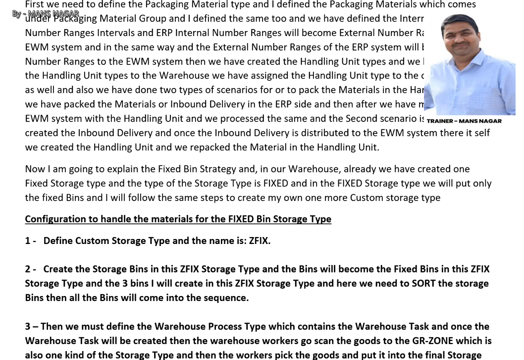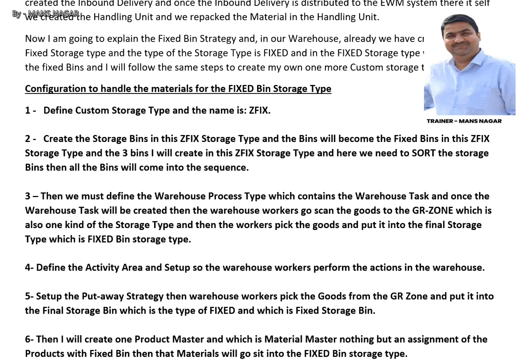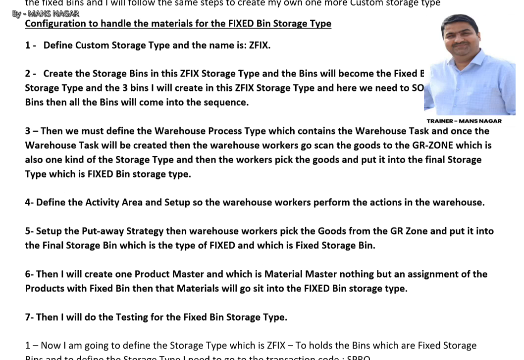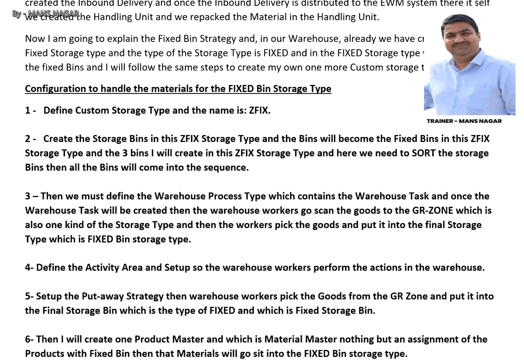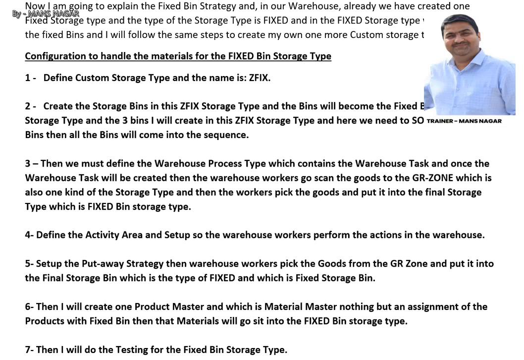So these are the configuration steps. We created the HUs, we process them in the EWM system, we define the number ranges, and then we are going to configure the fixed bin storage type. In this storage type, the bins will be fixed. First, we need to define a custom storage type, and the name is ZFIX. I put the name ZFIX here. We can take any name.